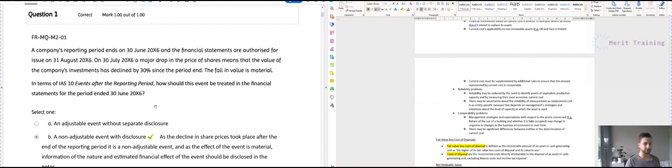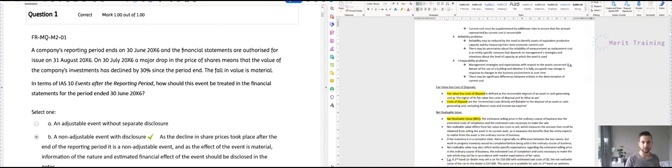Okay, so the first question over here is, a company's reporting ends on 30 June X6 and the financial statements are authorized for issue on 31 August 2016. So on 30 July 20X6, a major drop in the share price means that the value of the company's investments has declined by 30% since the period end. The fall in value is material. So we want to know whether this is an adjusting event or not. And that's basically going to relate to whether or not the event was in existence or known about at the time of the reporting period, so 30 June 2016.